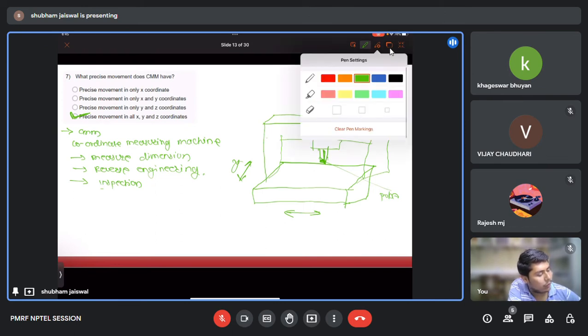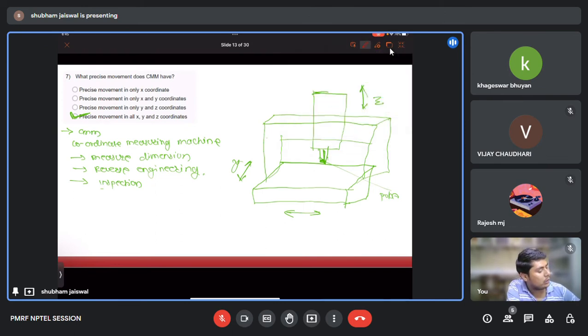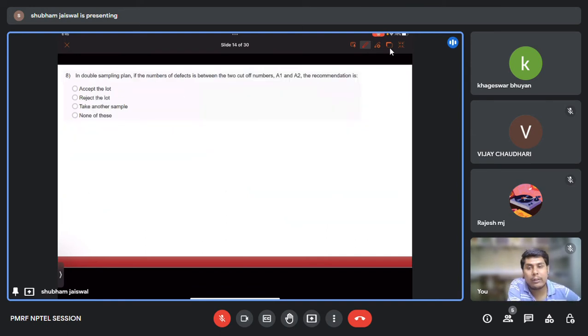And how many degrees of freedom will it have? One is X, Y and Z. So these are three plus and three minus. So the total degrees of freedom comes out to be 6 degrees of freedom. So remember these things. Now coming to the next question.